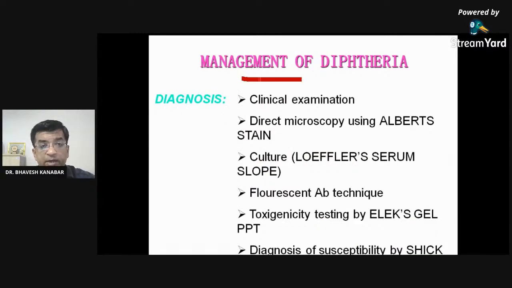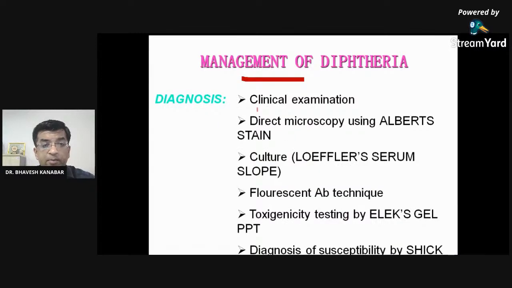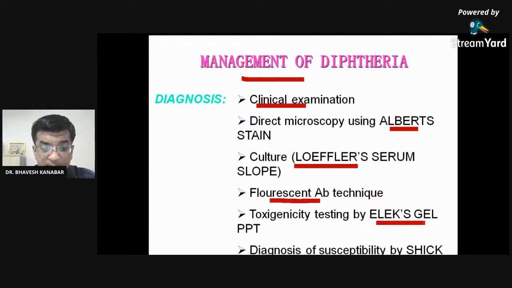And before that, management of diphtheria, we also have to see control, right? Along with prevention and control, we are first going to see management of diphtheria. Of course, it is part of medicine, but briefly we will see this. By clinical examination, we see the typical membrane, direct staining using Albert stain, Loeffler serum swab culture, fluorescent antibody technique, toxigenicity test like Elek gel precipitation test, and Schick test of susceptibility.